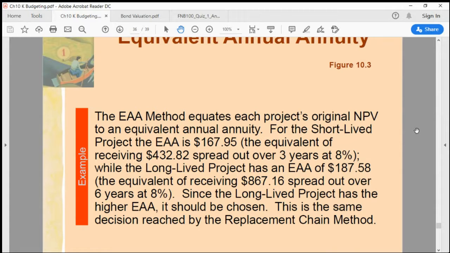Okay, so then whichever gives you a higher annuity payment, you go for that. So you come to the same conclusion. You go for project B. But then let's do this in Excel, because it would be easier to explain in Excel.